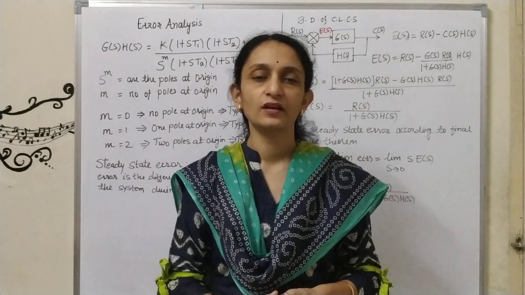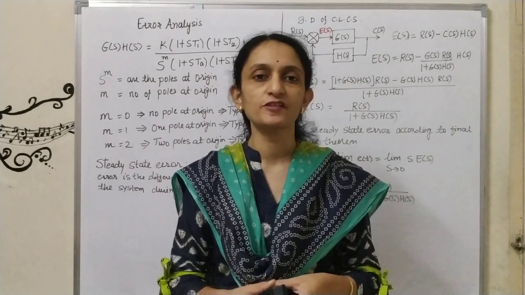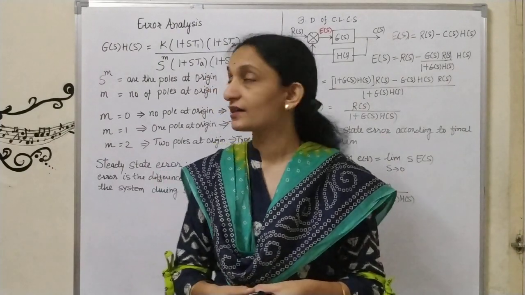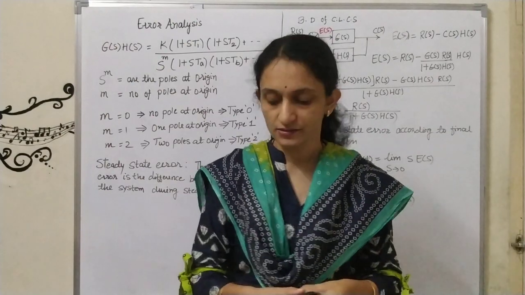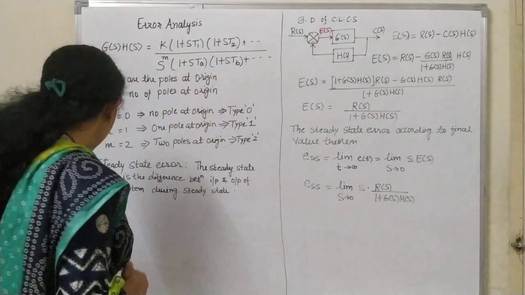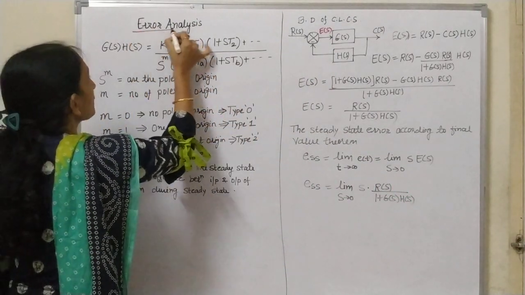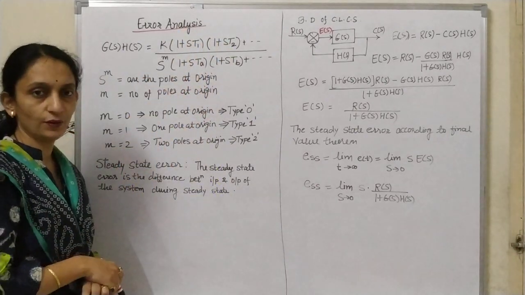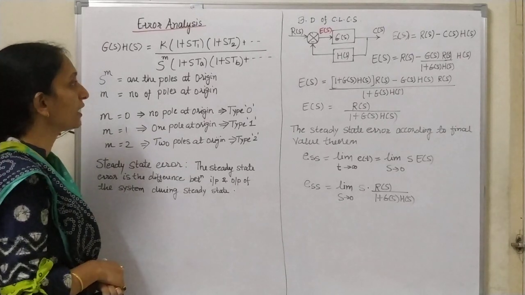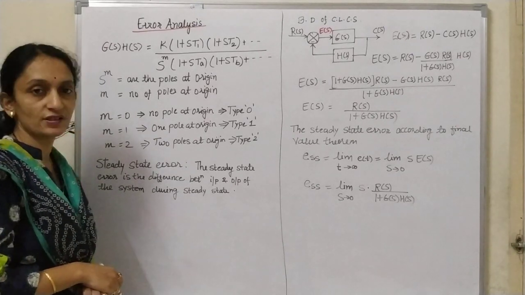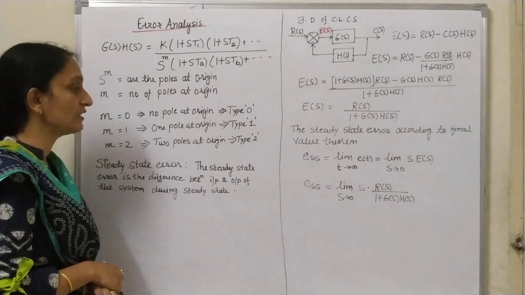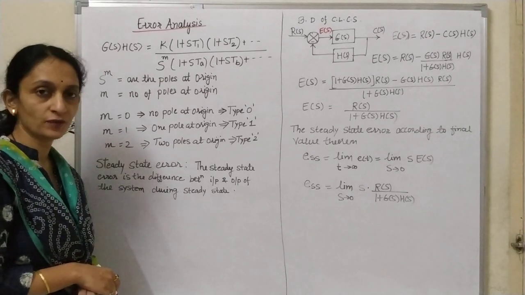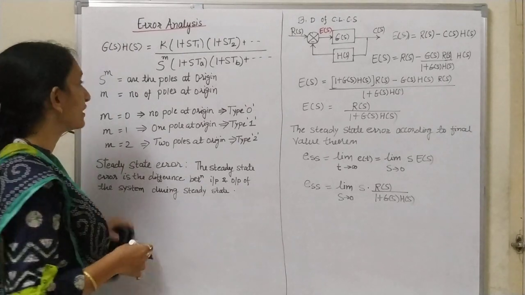Hello students, in the last lecture we completed time response specifications numericals. So today we will start with error analysis. Look at this. In error analysis we will see steady state error. We have introduced the formula for steady state error, that is ess is equal to limit e of t as t tends to infinity. Now we will see this in brief.